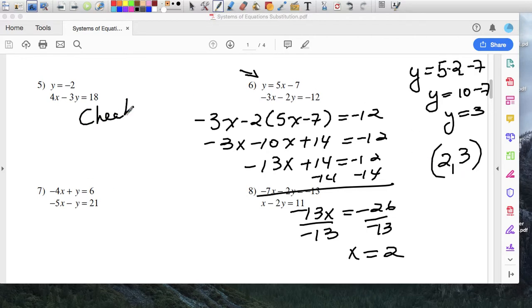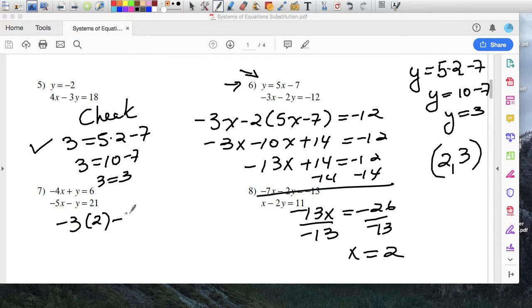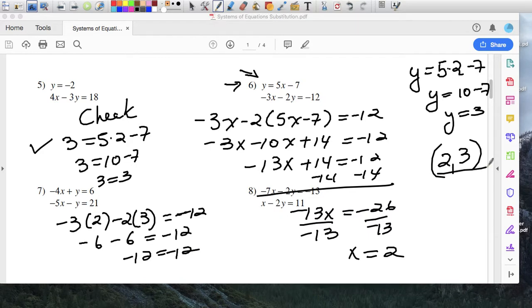So if I do my check, I take my first equation and substitute 2 and 3. So y is 3, 5 times 2 minus 7: 3 equals 10 minus 7, and you can tell 3 equals 3, so the first equation is done. Second equation: negative 3 times 2 minus 2 times y, which is 3, that should all give me negative 12. That's negative 6, this is also negative 6, and negative 6 minus 6 is negative 12. So you can tell that this value, x equals 2, y equals 3, worked for both equations. Okay.